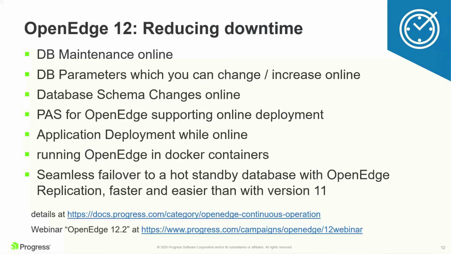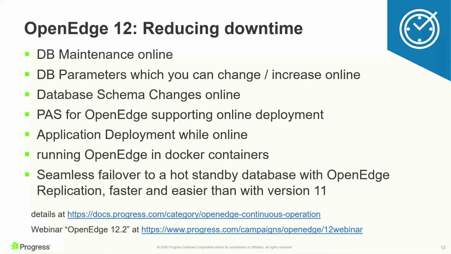With OpenEdge 12.0.1 and .2, we delivered a wealth of features helping you to increase uptime as we support key operations with the database and application online. Reorganize database areas online, add and activate indexes online. Increase the size of the buffer pool or log table online. Add or rename database fields online while the application is running without the need for recompile or restart. Update the application R code and have the app server agents reload the new R code dynamically without restarting.